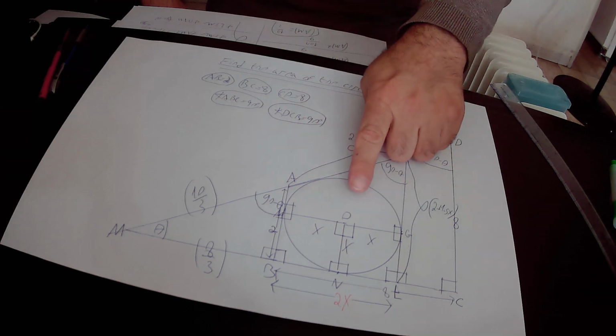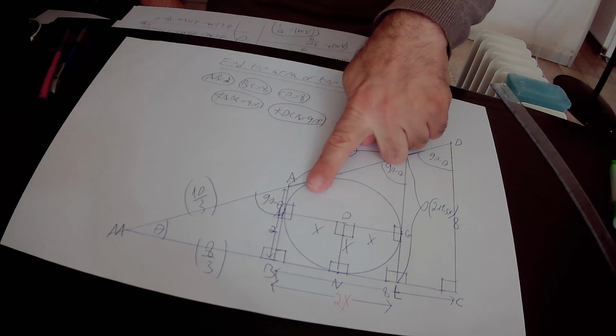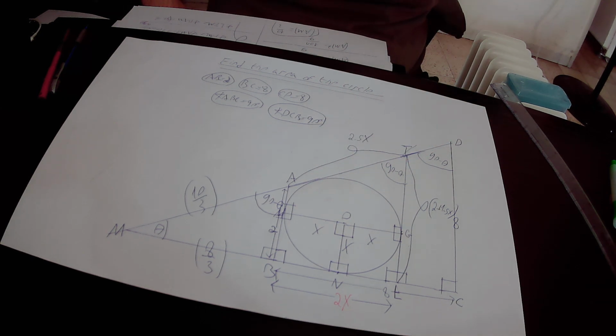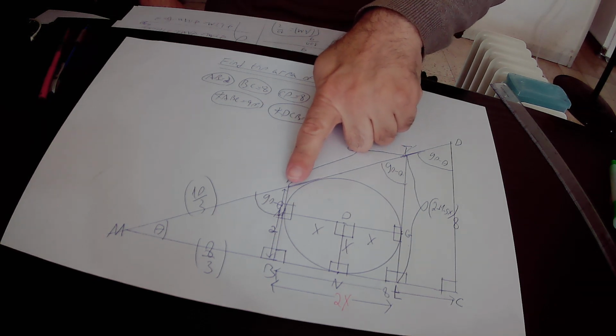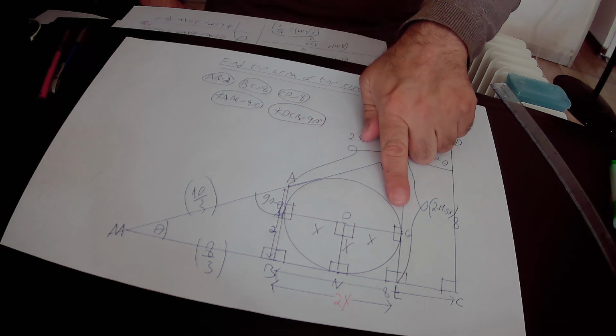MG is a chord that passes through the center of the circle. That is to say, it passes through point O, that is the center of the circle. Any chord that passes through the center of the circle must be the diameter of the circle. Therefore, line segment MG must be the diameter of the circle. Okay, MG is the diameter.